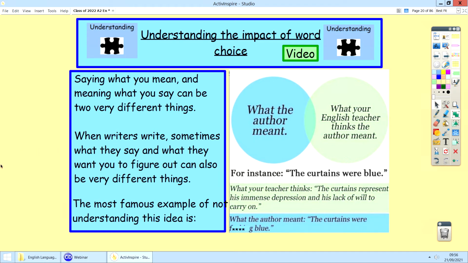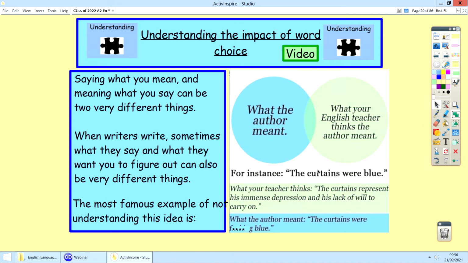So saying what you mean and meaning what you say can be two very, very different things. When writers write, sometimes what they say and what they want you to figure out can also be very different things. And the most famous example, again, I've stolen this from the internet, is this: what the author meant, what your English teacher thinks you mean, and the bit in the middle.